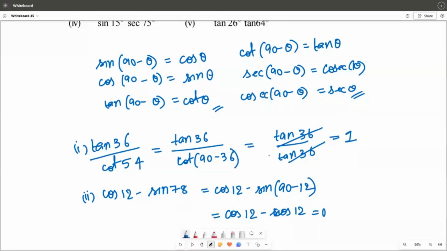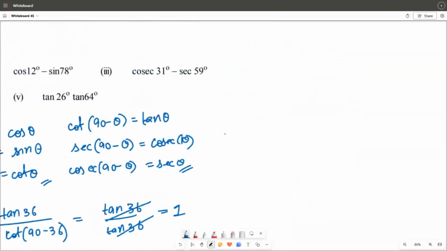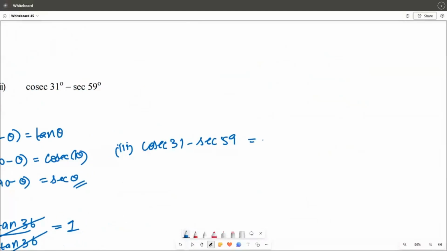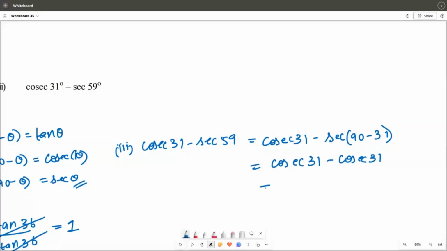Next, let's see the third one. We have cosecant 31 minus secant 59. So as in the second question, we let cosecant 31 as it is, and 59 can be written as 90 minus 31. So let's write it as secant 90 minus 31, and secant 90 minus theta equals cosecant theta. So therefore cosecant 31 minus cosecant 31 would be equal to 0.